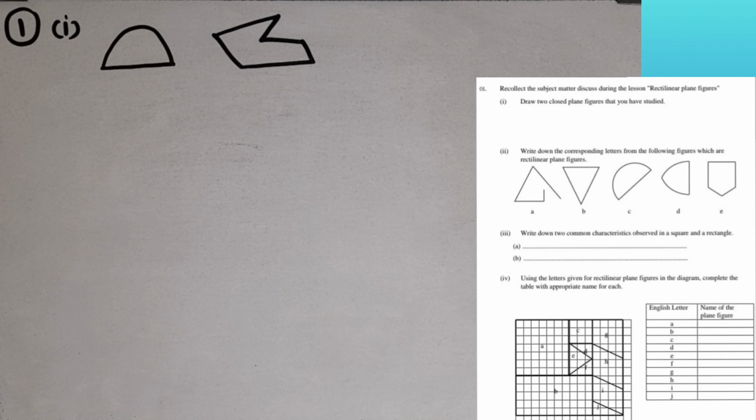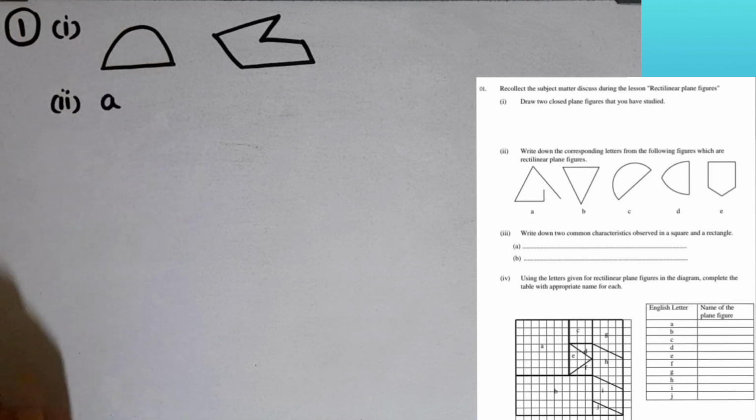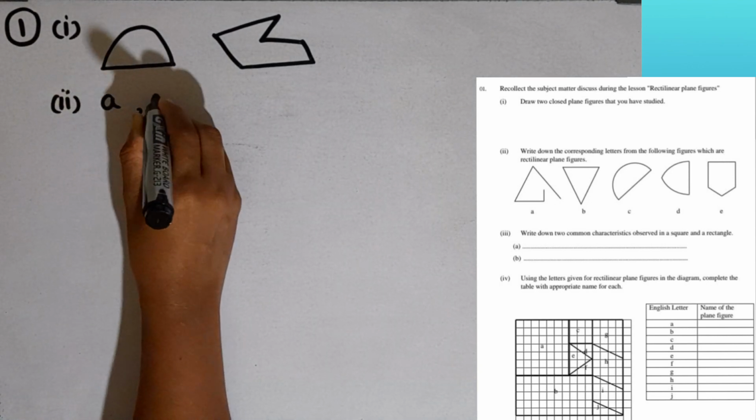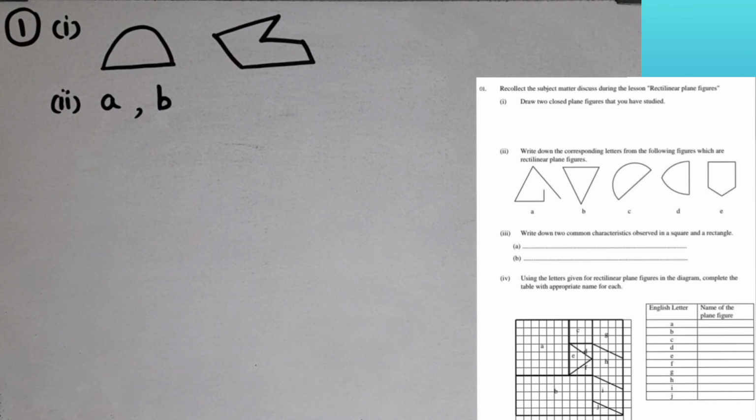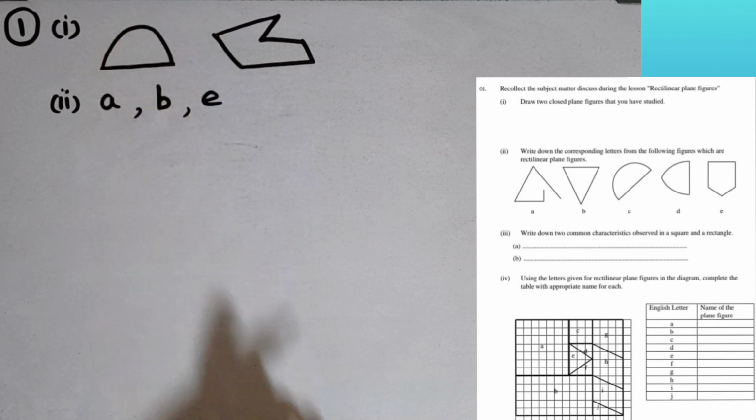Then second question, write down the corresponding letters from the following figures, which are rectilinear plane figures. What are the rectilinear plane figures here? A is a rectilinear plane figure. Second question, we can take the answer A. Then B also a rectilinear plane figure. Then C is not a rectilinear plane figure as we have a curved line here. Then D we can't take. Then E also a rectilinear plane figure.